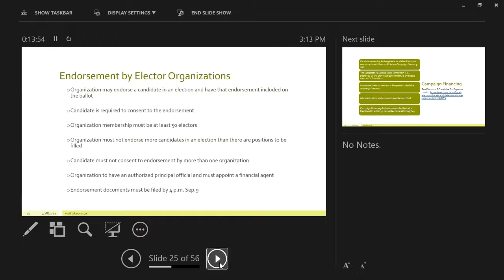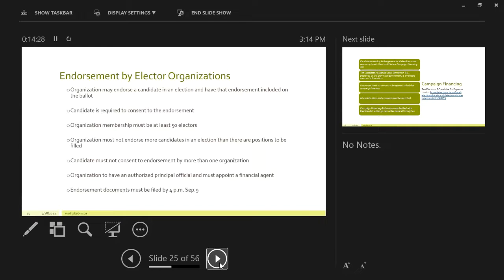Endorsement by elector organizations. Did you want to talk about this one, Rebecca, or do you want me to go ahead? So if there's going to be an elector organization, there has to be a minimum of 50 electors to form it, and it has to register with Elections BC. The organization may then endorse a candidate in the election and have that endorsement included on the ballot. The candidate is required to consent to the endorsement, and the organization may not endorse more candidates in an election than there are positions to be filled.